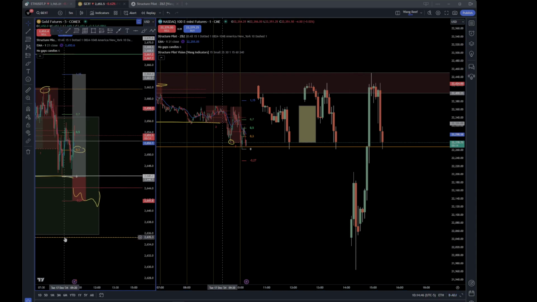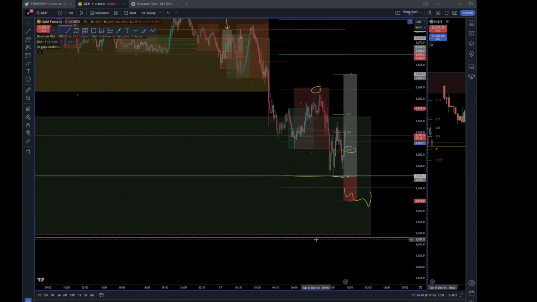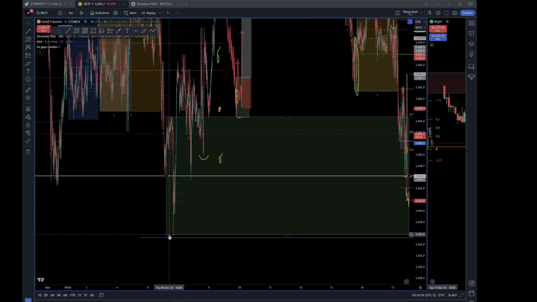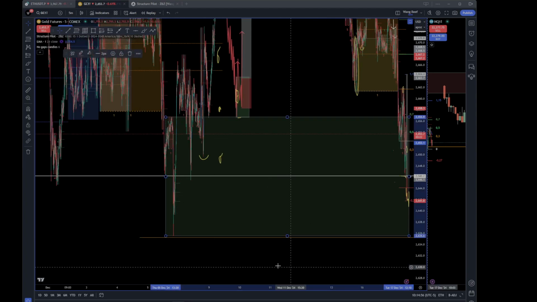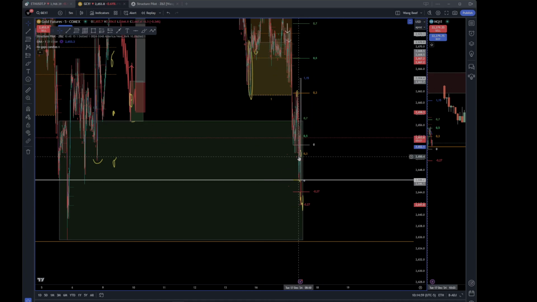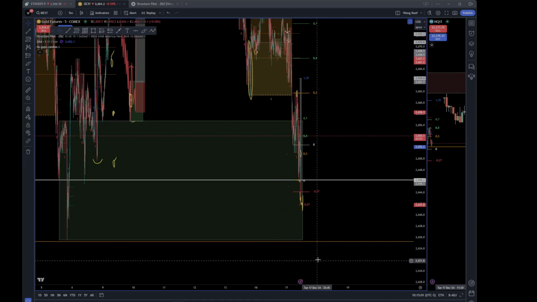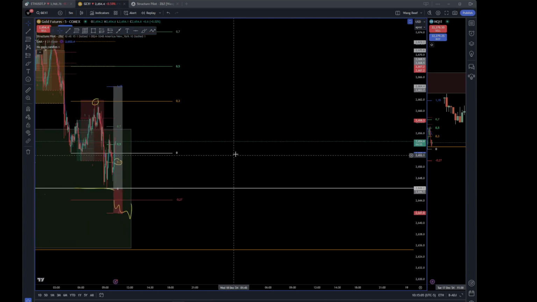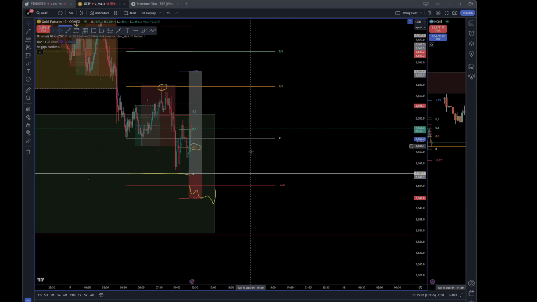I really want to go below here. This is where I'm interested, below, to get me the higher time frame sweep. And once again, gold could decide to go straight down and not give me any entry, or go straight up from here. But yeah, I'm interested there.